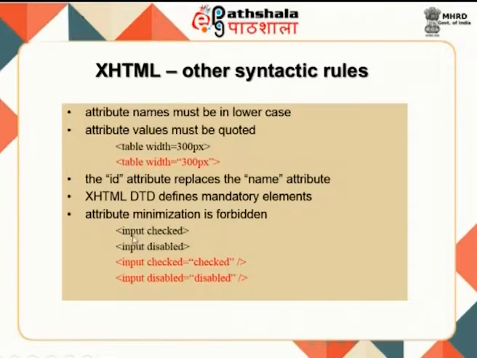And the XHTML DTD also defines mandatory elements, and then we can see things like attribute minimization. Say for example, here you have an example like input checked and input disabled. So, the attribute values are minimized here, whereas these things are forbidden in XHTML. So, you can see that for the element input, the attribute name is checked, which is equal to the value checked. So, you cannot minimize the attributes.